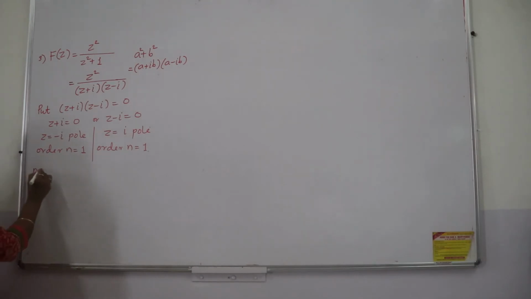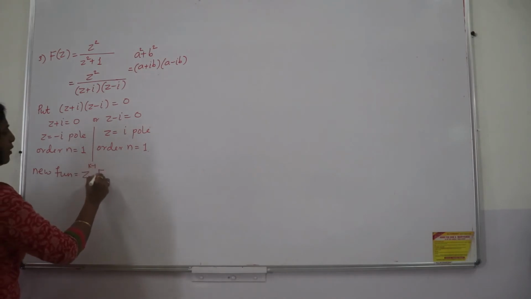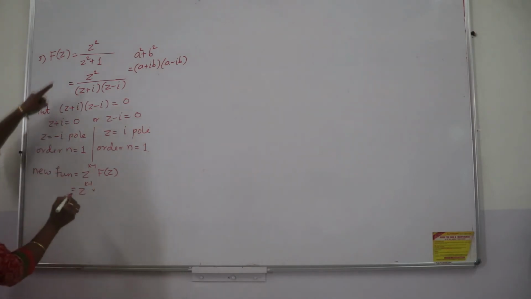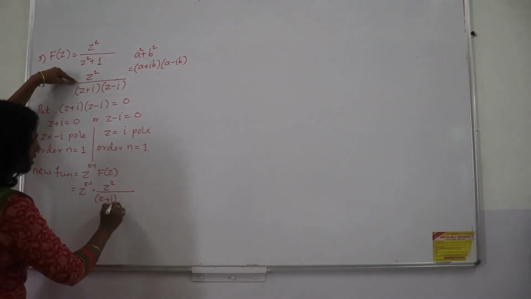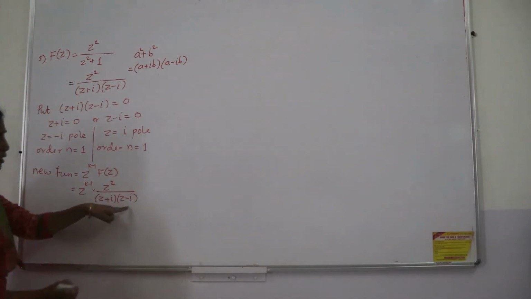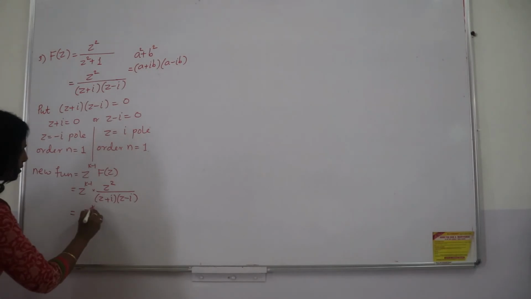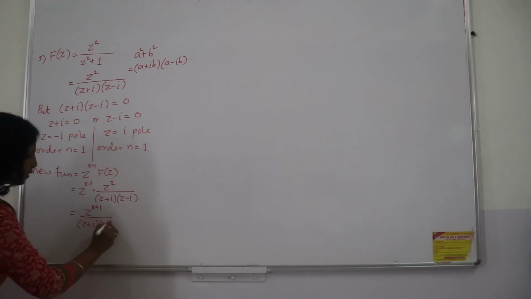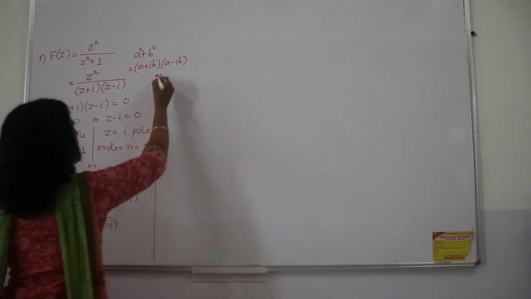Now what is my new function? The new function I have to define as z raised to k minus 1 into f of z. This is the method part. So this is z raised to k minus 1 and I am multiplying here by this function z square upon z plus i, z minus i. Henceforth I will keep the denominator in factor form only because I need it for the cancellation. Here the base is the same, so powers are added. This is k plus 1 upon z plus i, z minus i. This is my function and I have to start working out my residues.